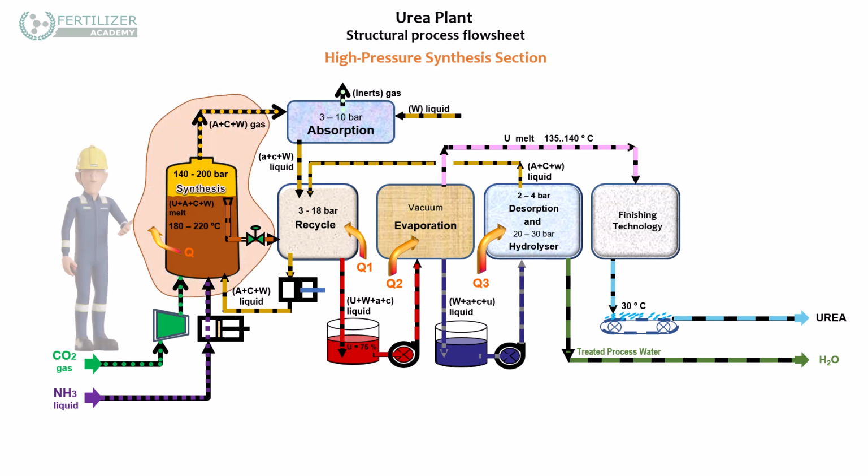Lesson 5. High-pressure synthesis section. This lesson focuses on the high-pressure synthesis section of a urea plant, where urea is formed from ammonia and carbon dioxide. The main reactions, operating conditions, and the role of key equipment in the synthesis process are introduced.